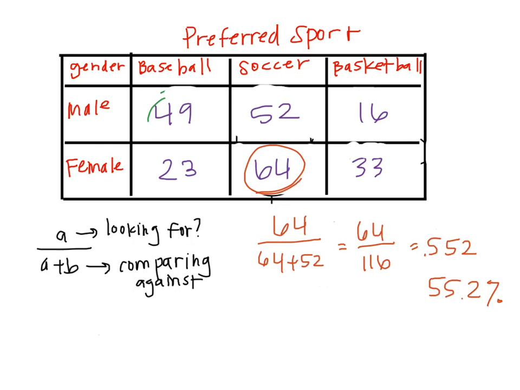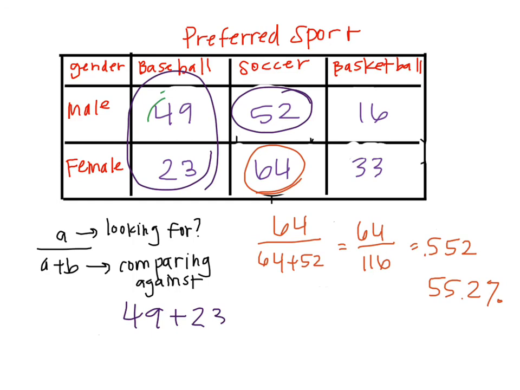Now, if I wanted to know what is the joint frequency of male students who prefer soccer. Well, joint frequency is just the individual value. So that's going to give me 52. The marginal frequency of people who prefer baseball would be 49 plus 23. So that's going to give me 72. So remember, marginal frequency is when we're adding rows or we're adding columns. Joint frequency is just the individual values like that 52.